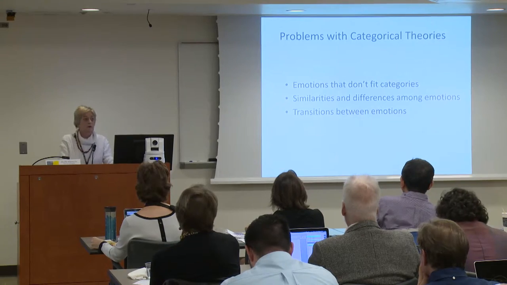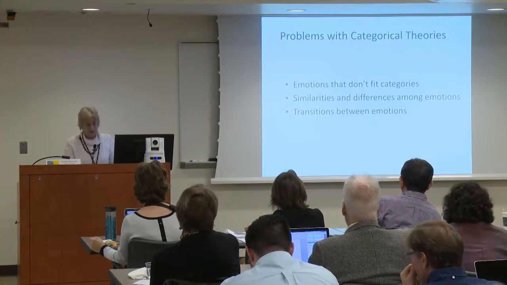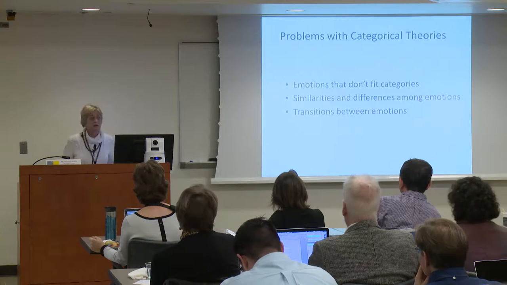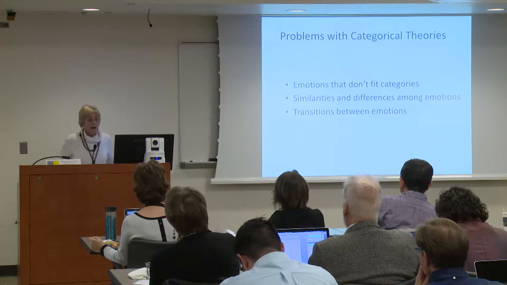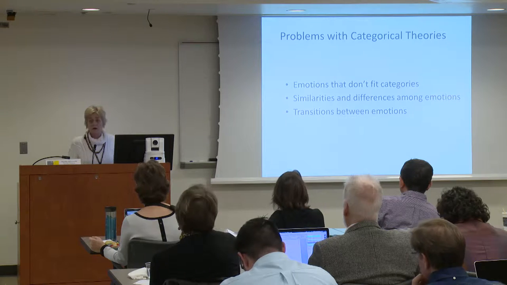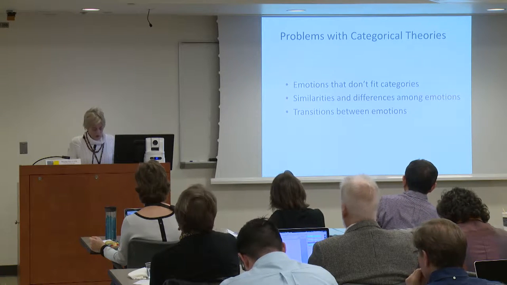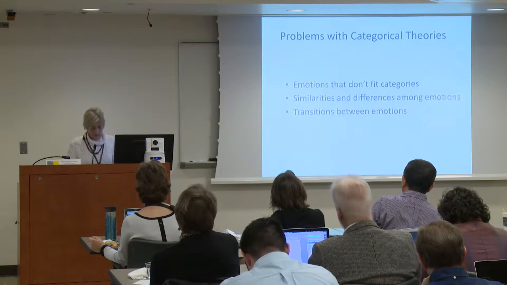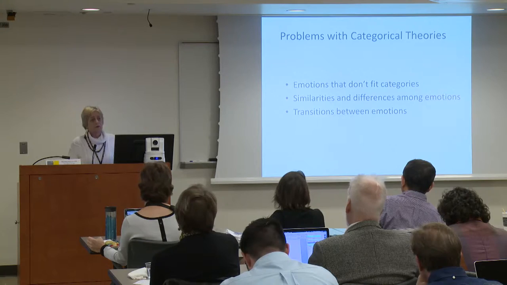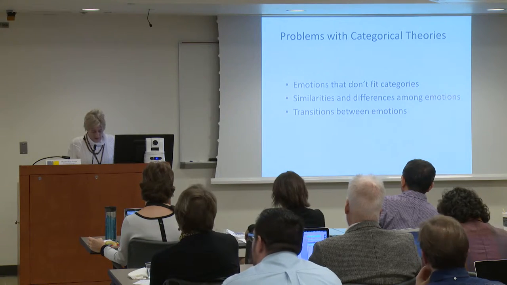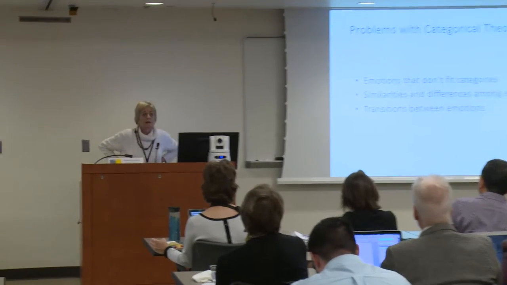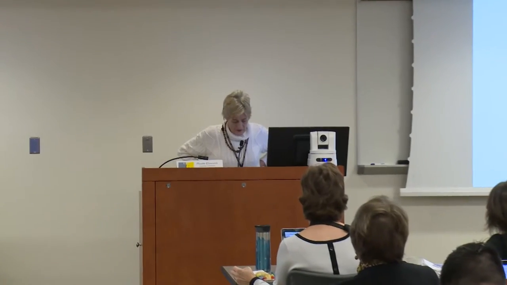Several problems with categorical theories. One is that we almost all believe that there's a lot more emotions than 6 or even 10. And how do the categorical theories deal with all of the emotions that don't fit into any of those categories? Secondly, it's a purely nominal arrangement of discrete categories. So there's nothing about similarities or differences among emotions.